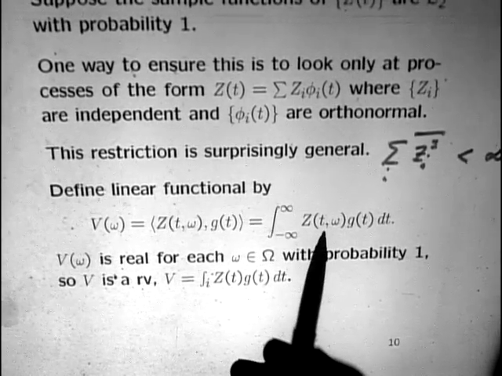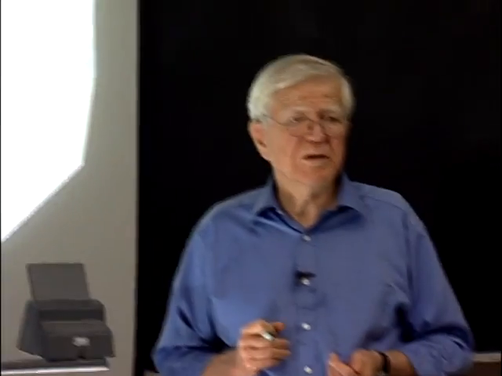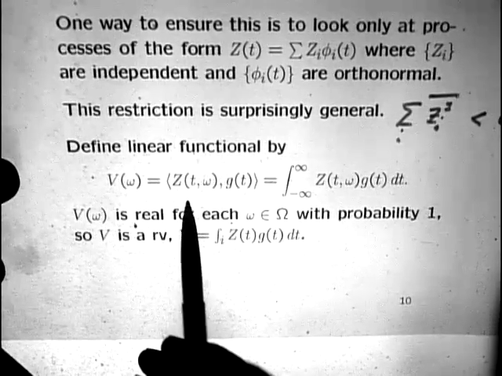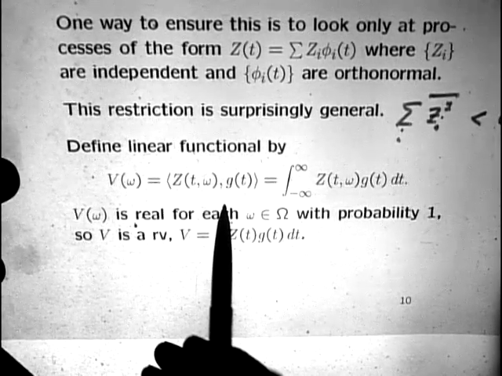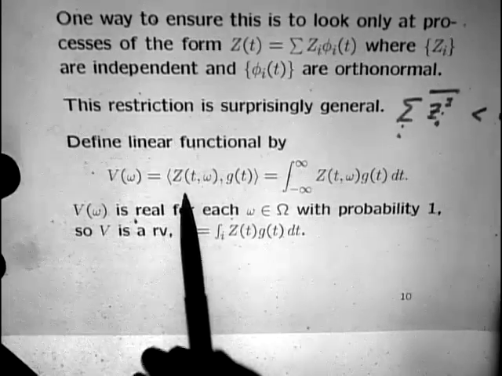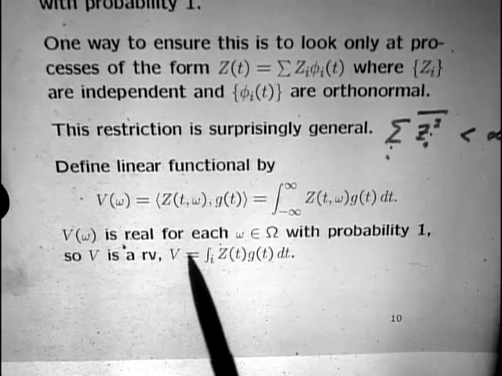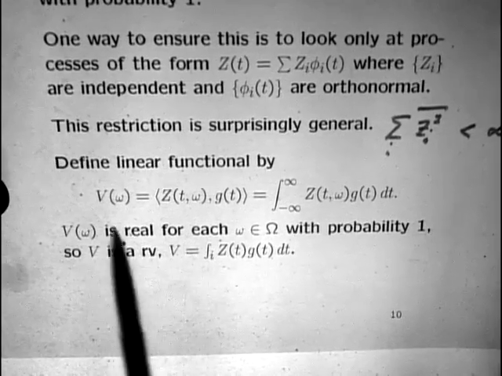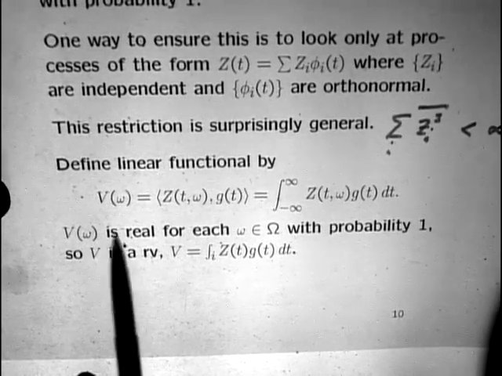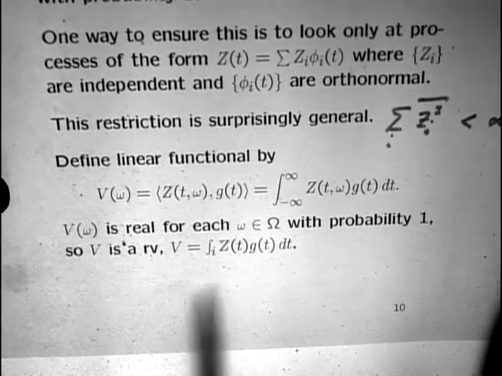And if all these sample functions are L2, and if g of t is L2, what happens when you take the integral of an L2 function times an L2 function, which is the inner product of something with finite energy with something with finite energy? Well, the Schwartz inequality tells you that if this has finite energy and this has finite energy, the inner product exists. That's the reason why we went through the Schwartz inequality. It's the main reason for doing that. So these things have finite value. So v of omega, the result of doing this, is a real number for the sample points omega with probability 1, which means we can talk about v as a random variable.